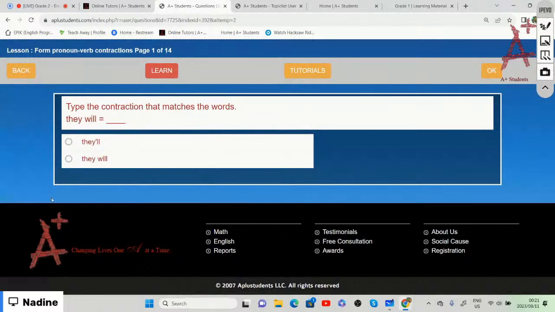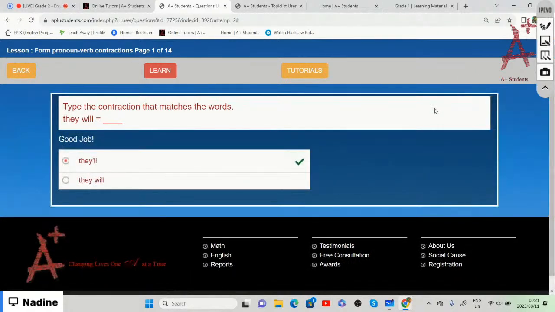Is it they'll or they will? We need to choose the correct contraction that matches the word. They'll or they will. All right, so if we have to choose the contraction, then we will say they'll, right? Because they'll is a shortened form of the two words. So they'll, which is option 1.